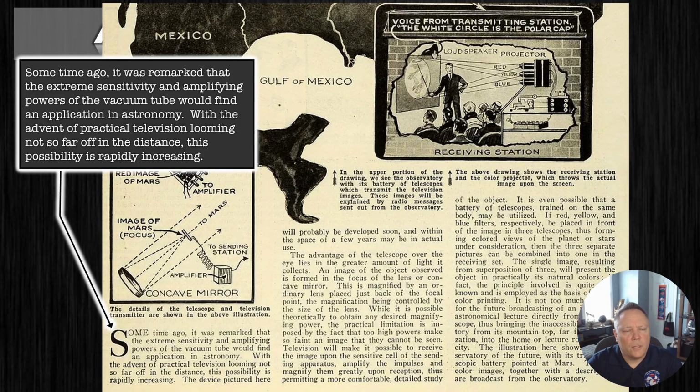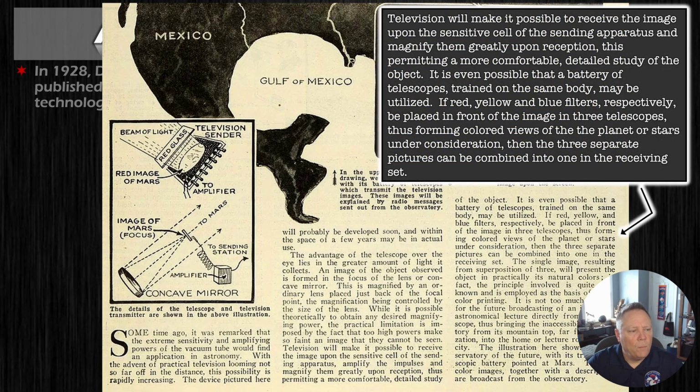So the article goes on to say, some time ago it was remarked that the extreme sensitivity and amplifying powers of a vacuum tube would find an application in astronomy. With the advent of practical television looming not so far in the distance, this possibility is rapidly increasing. And that television will make it more possible to receive an image upon the sensitive cell of a sending apparatus and magnify them greatly upon reception, thus permitting a more comfortable, detailed study of the object.